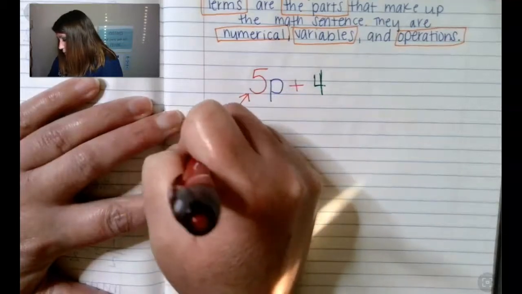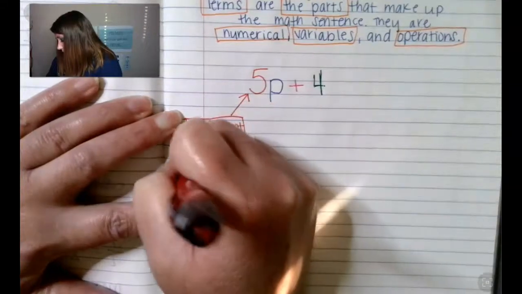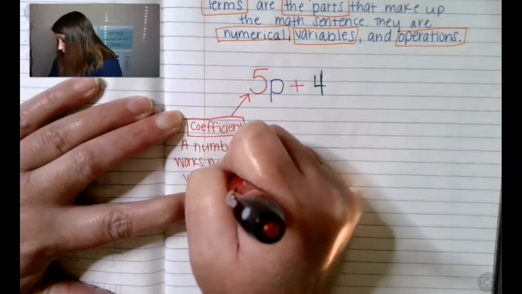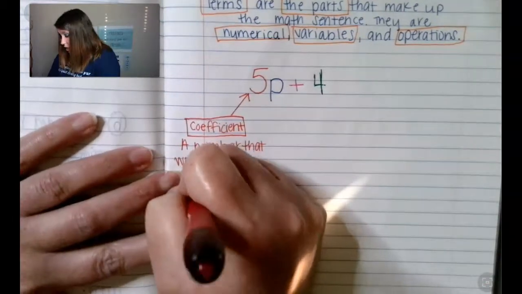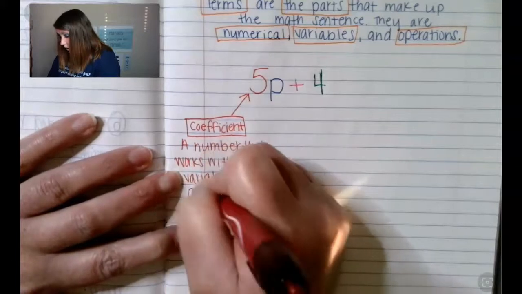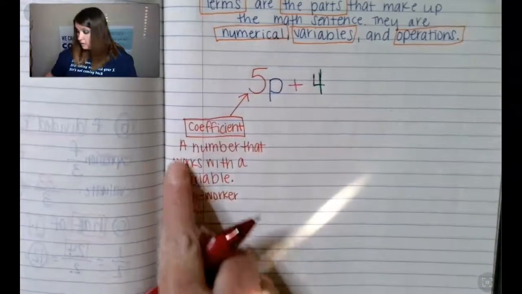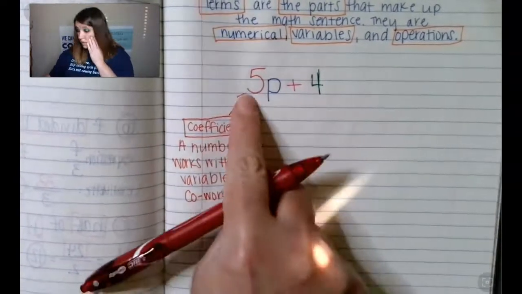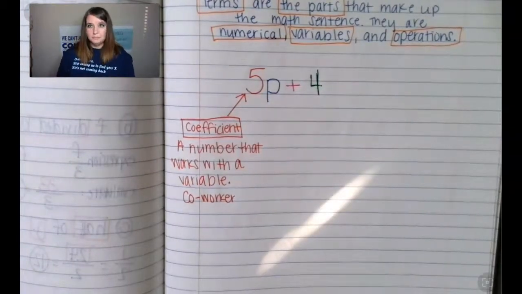So the coefficient is a number that works with a variable. It will never be alone. So this is a co-worker. Co and co, they go together.